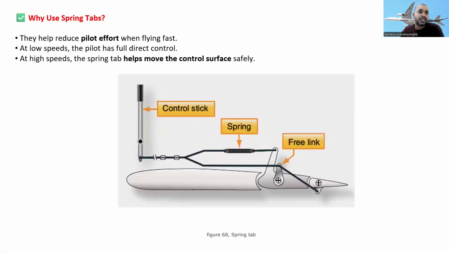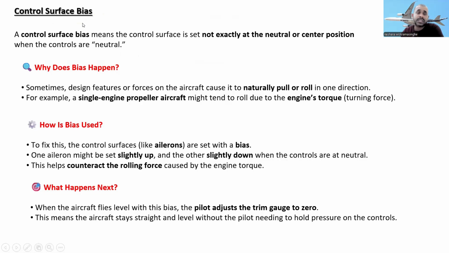So why use spring tabs? They help reduce pilot effort. At low speeds, the pilot has full direct control. At high speed, the spring tabs help move the control surface safely. You can see here the spring, same as the servo tab, but it works only when the airspeed is high. This is the free link and control stick. Now let's go to the control surface bias.